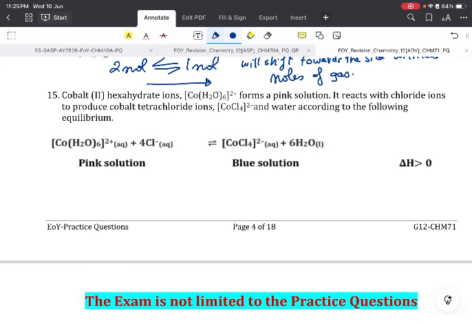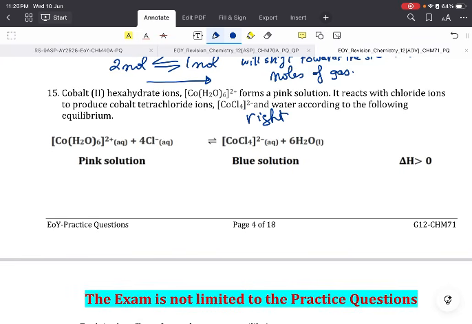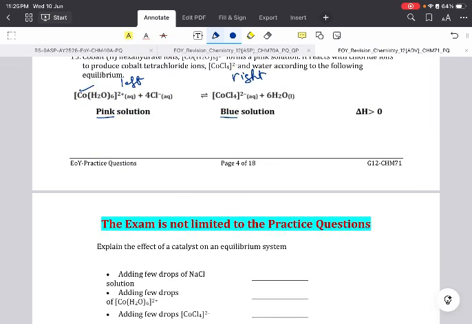Now, this is another type of question, and instead of saying right, equilibrium shifts to the right, you're going to say blue. And instead of saying the equilibrium is going to shift to the left, you are going to say pink. So cobalt(II) hexahydrate ions form a pink solution. It reacts with chloride ions, Cl-, to produce tetrachlorocobaltate ions, CoCl4, and water according to the following equilibrium.